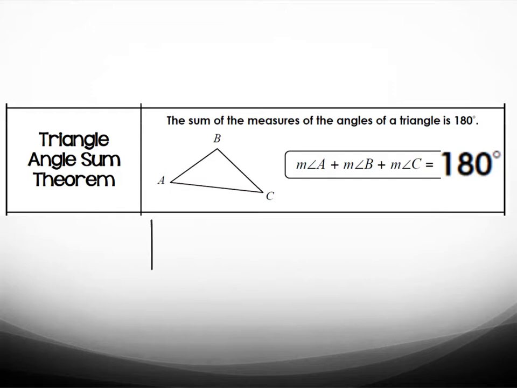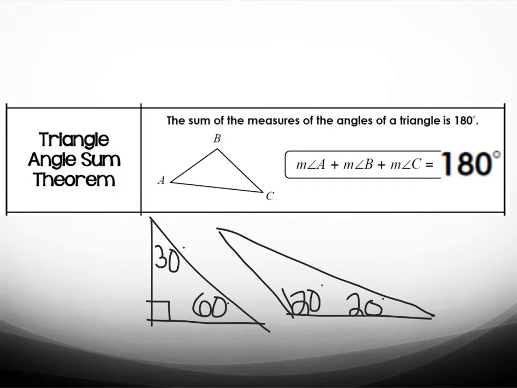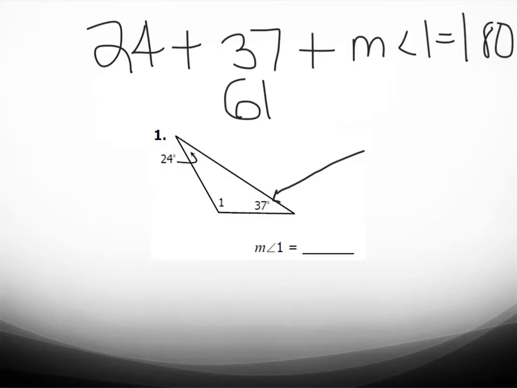So here we have it. If we have a right triangle, where the box means 90, and we know this angle is 60, this angle is 30, because all three angles have to add up to 180 degrees. If I have an obtuse triangle, and this angle is 120 degrees, and this angle is 20 degrees, then that's 140, which means this one would have to be 40 in order to add up to 180 degrees. So, all the angles inside of a triangle will add up to 180 degrees.